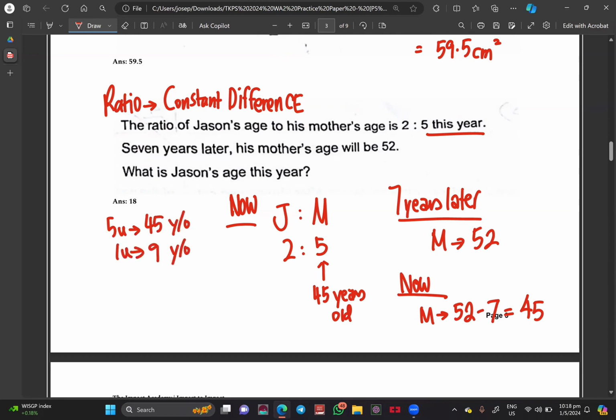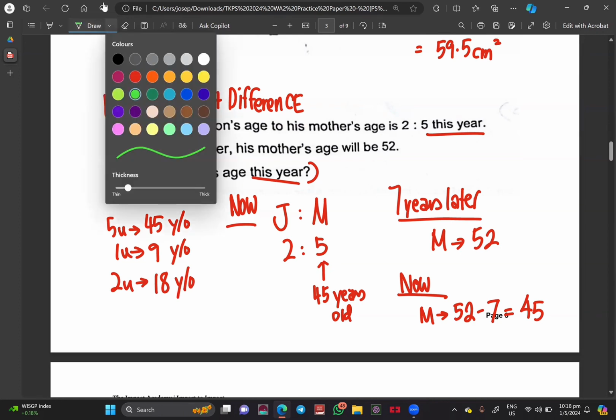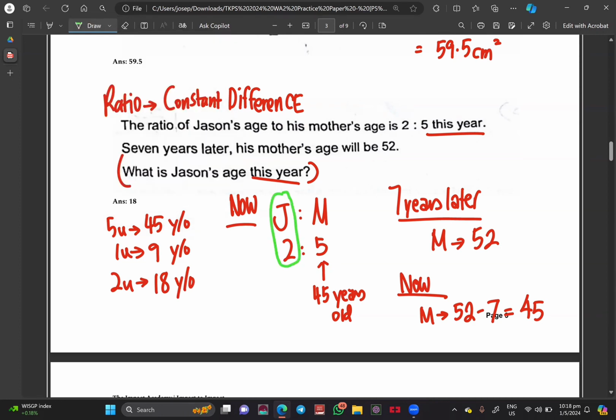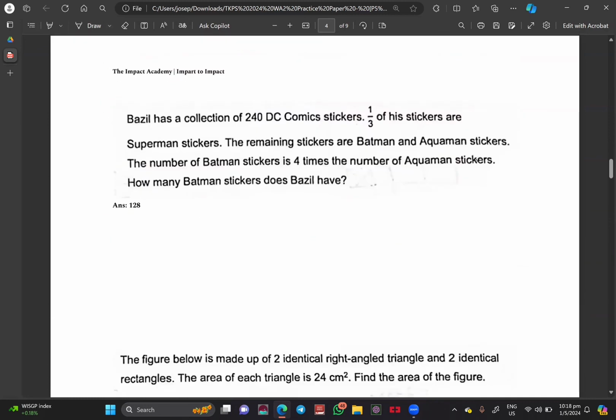And we read the question. The question says, what is Jason's age this year? So this year basically refers to now. Jason's age now has to be 18 years old. Why is that so? Because for Jason's age now, I cast my eyes on Jason's ratio. As you can see over here, that is basically 2 units, and therefore it is 18 years old. Now, we move on to the next question.